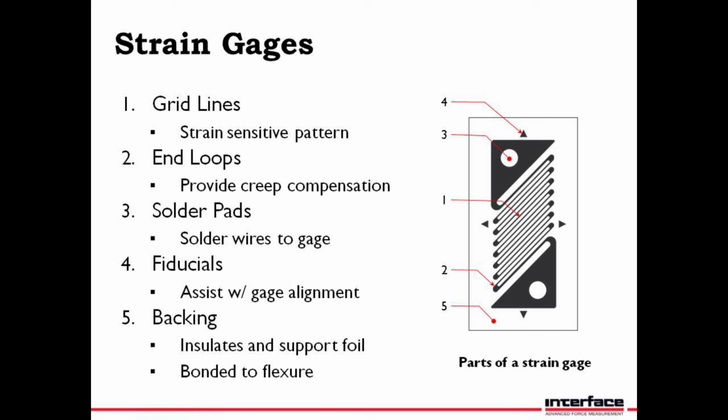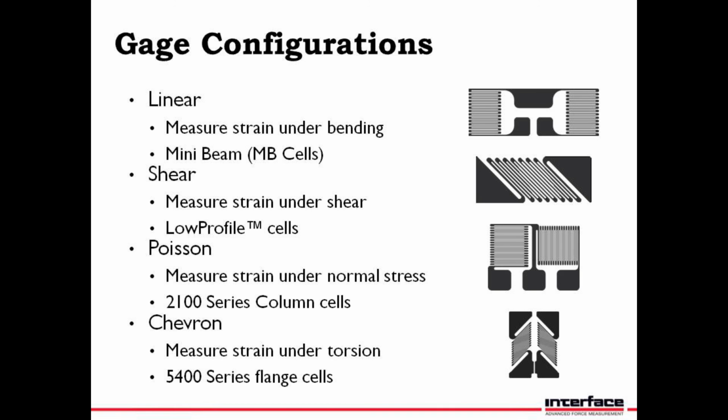Number four, the fiducials. These assist during gauge bonding in order to align the gauge correctly along the beams. Number five is a backing, which is the material that prevents contact between the foil material and the flexure, and it is where the adhesive is placed in order to bond the strain gauge to the flexure component.